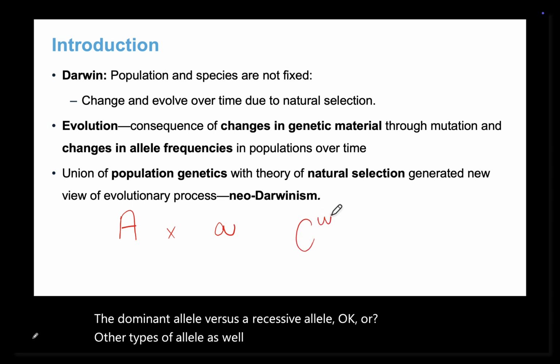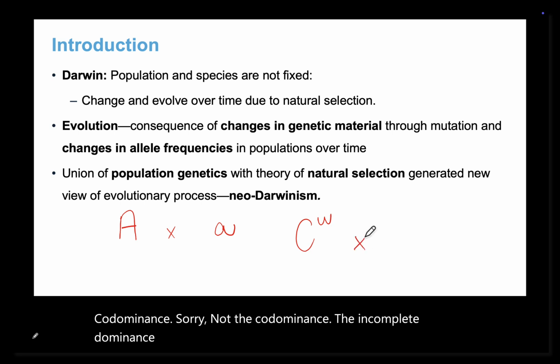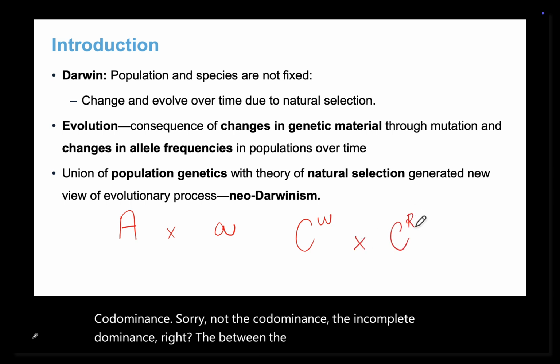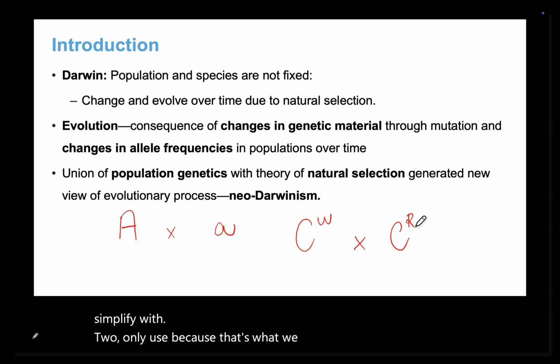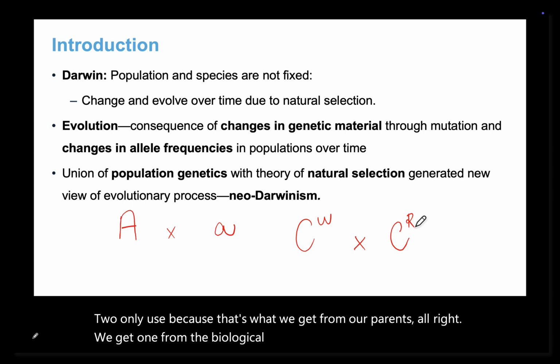When I talked about the incomplete dominance, right? Between the flowers, the white flower and the red flower. We saw that in class number 3, I believe, or 4. Let's just simplify with 2 alleles because that's what we get from our parents, all right? We get 1 from the biological female and 1 from the biological male.